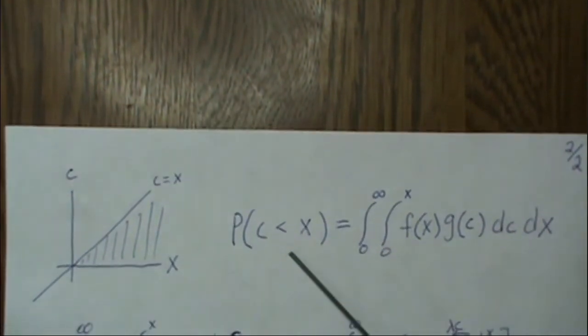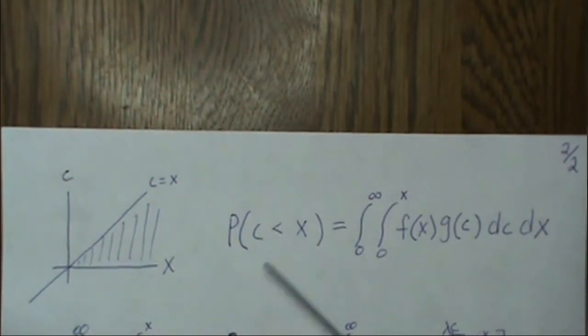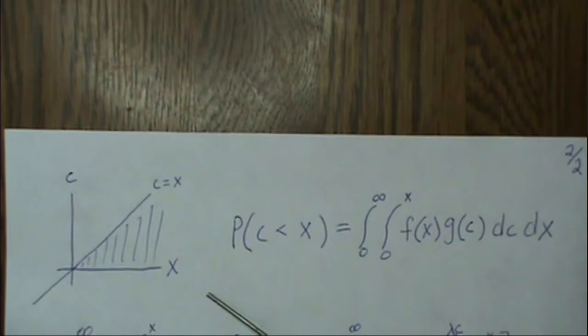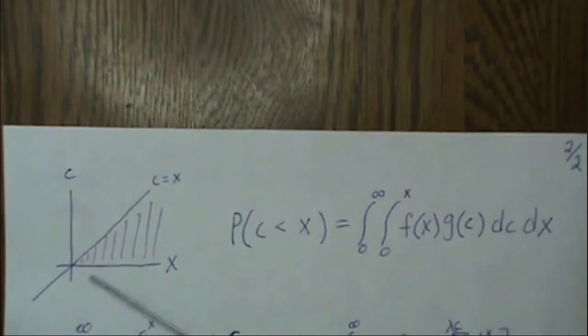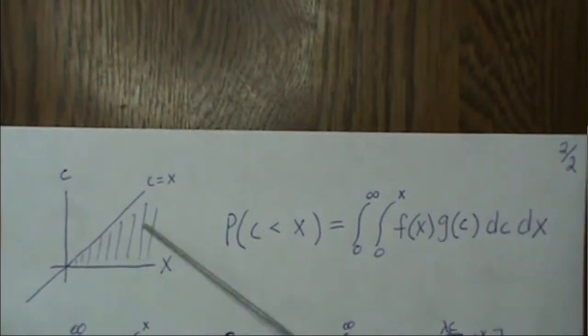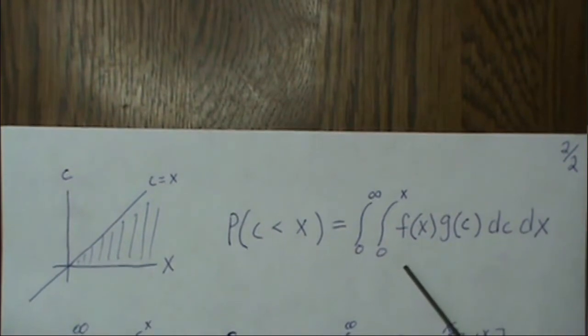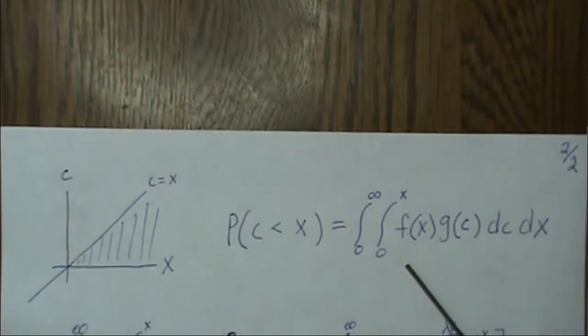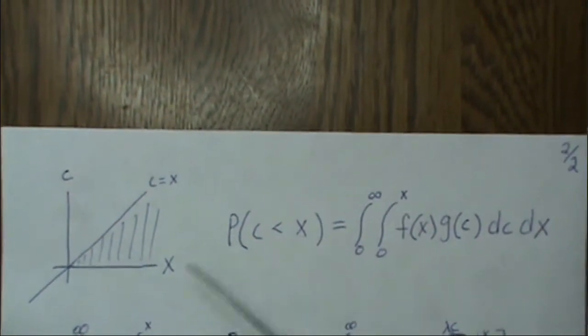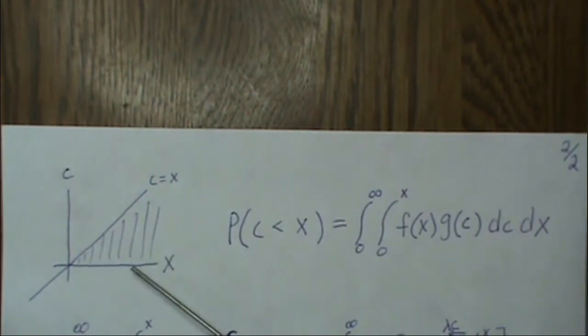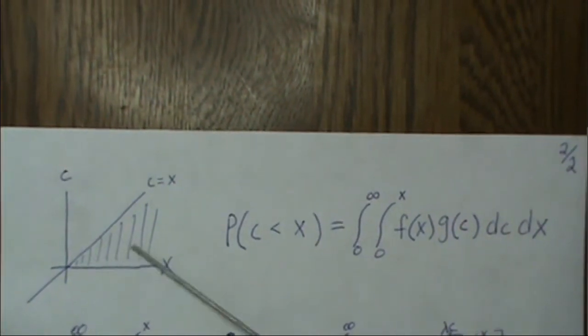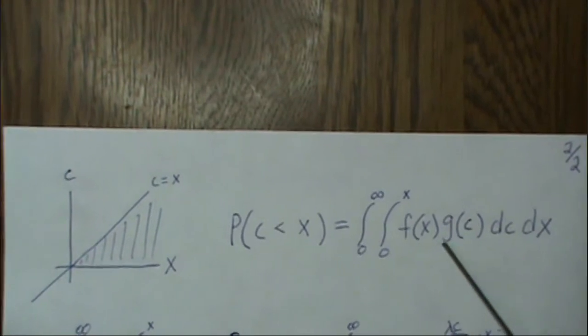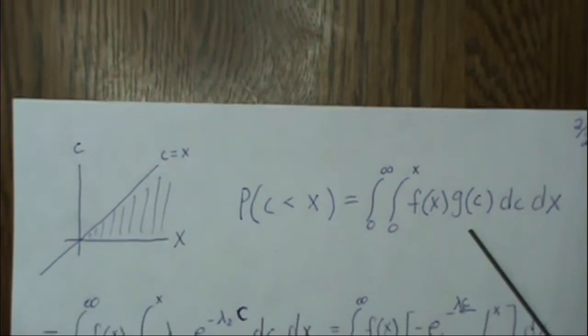So we want to find the probability that C is less than X. So if this is our graph of C and X, and this is the C equals X line, we want it to be down here. So the probability is this. We want to integrate the joint density of X and C over this region. But X and C are independent, so we can split them up.